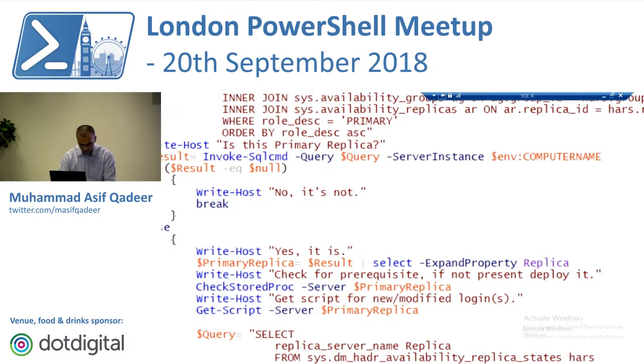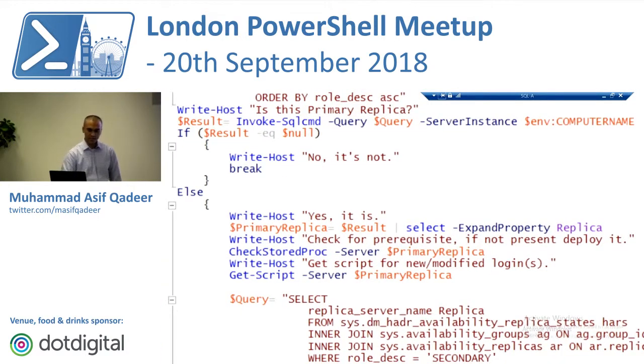Then it checks the result, whether it is null. If it is null, then there is nothing. It breaks out, as I've shown you on that diagram as well: if it is not a primary replica, it will be null. So it will break and come out of the code. Otherwise, it goes to this else part and executes the rest of the code.